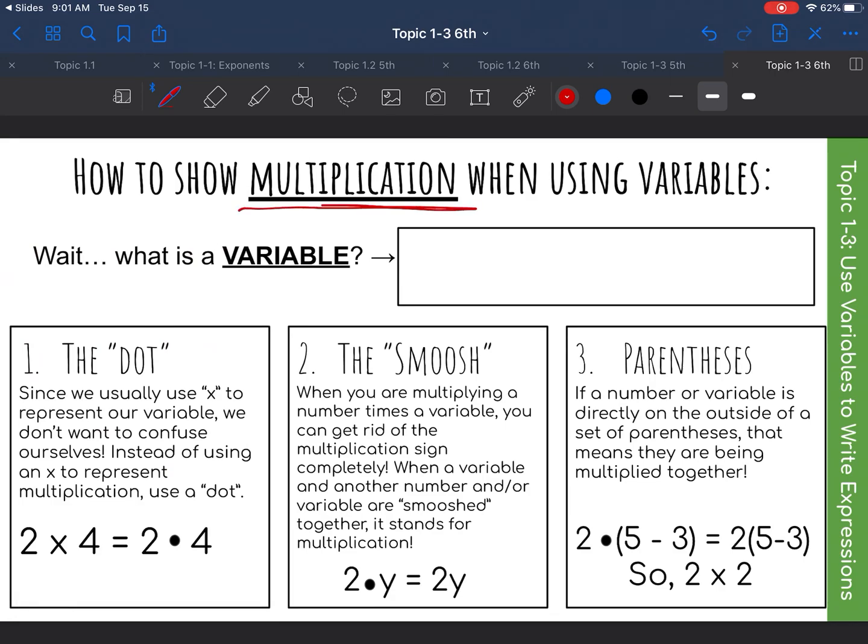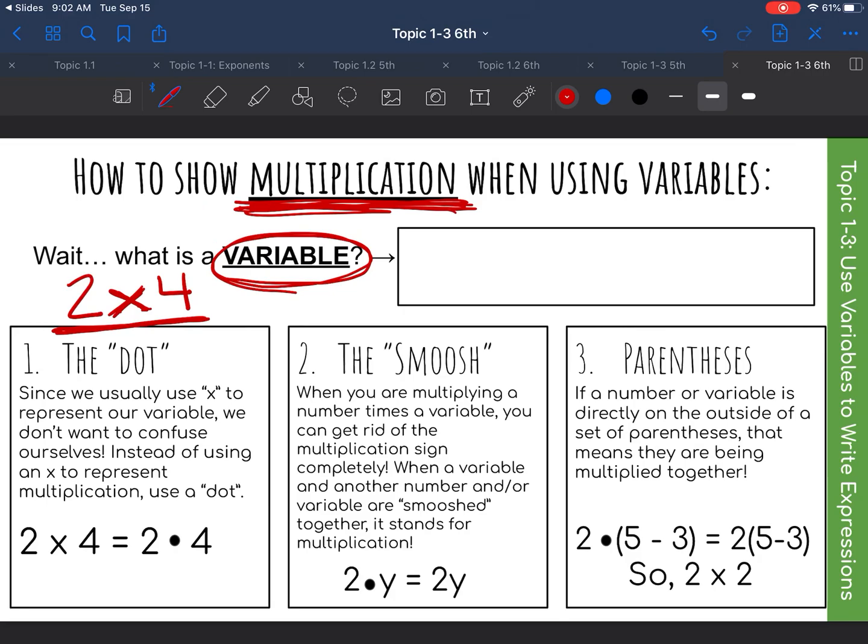So how to show multiplication when using variables. This is a really important tool because a lot of the times when we represent multiplication, we just do this, 2 times 4, which is great. But we're going to be using these things called variables. We're getting into algebra. We're going to be using these symbols called variables, and it's going to make this multiplication problem a lot more difficult if we use the standard X for multiplication, and I'll explain that in a second.